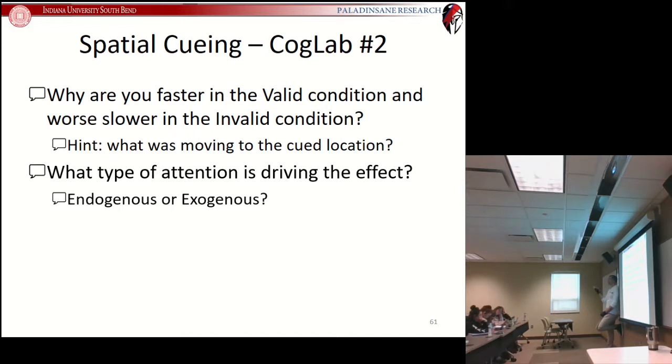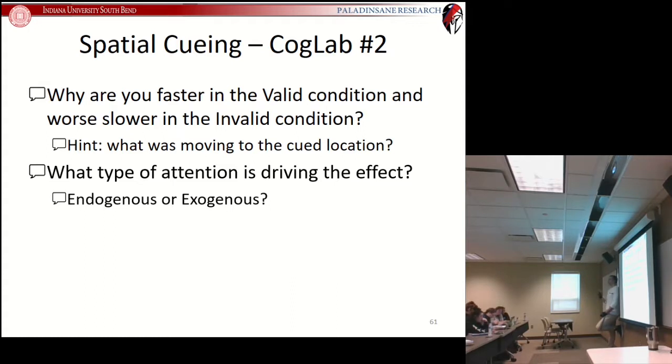Okay, so I heard endogenous, that's correct. So in this case, the arrow would be endogenous control because there's nothing about an arrow that drives your attention to one location outside of your understanding and your goal of following where that arrow is, right? There's nothing about two lines with a line in the center that makes you go one way or the other. It's just that we had a goal, and that information, that arrow, pointed towards the goal more often than not. So when we moved our attention towards that target location, it was goal driven, it was from the inside.